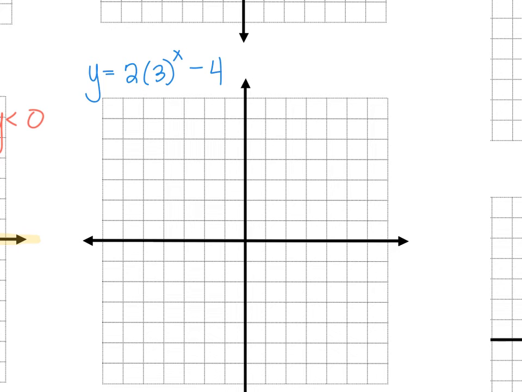We still get our asymptote in the right place. Okay, so asymptote along the x-axis. We focus on the number 3 first, and so we're going to hug our asymptote, and we're going to curve toward 1, and then we're going to curve toward 3.